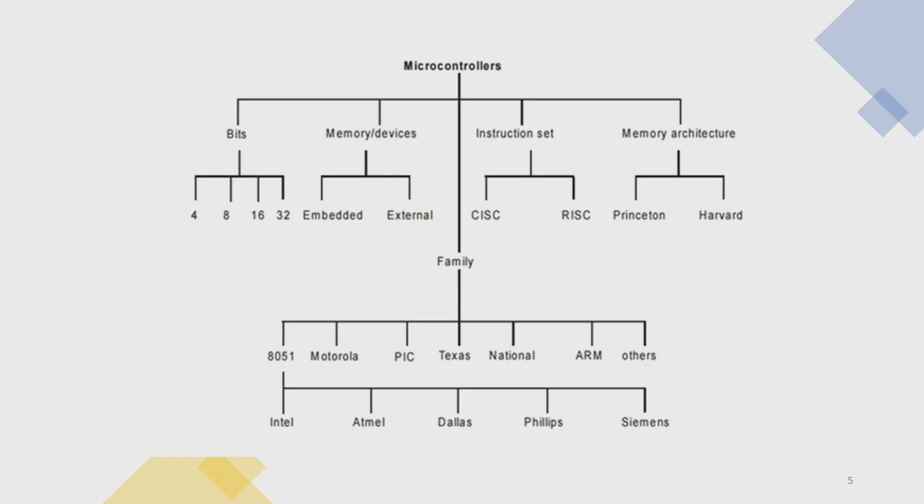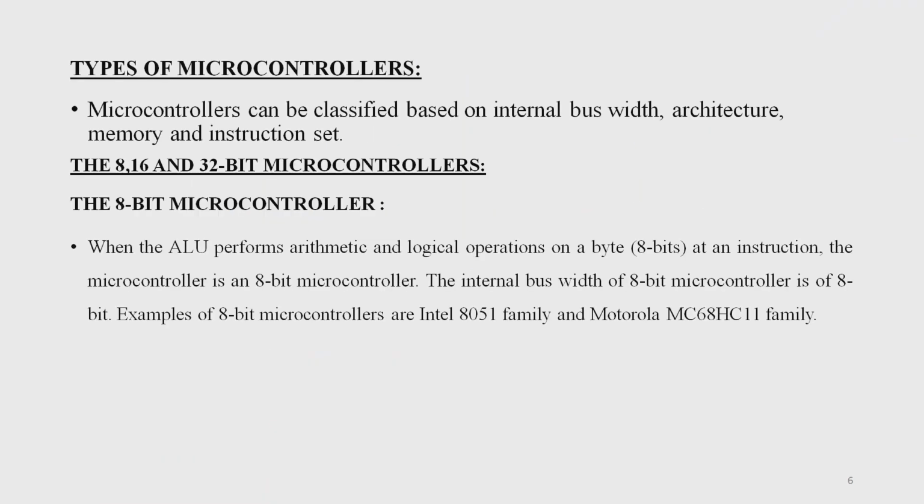The memory architecture can be categorized as Princeton and Harvard architecture. Several companies are manufacturing several microcontroller families, particularly Intel, which manufactures the 8051, and other companies manufacture several microcontroller chips as shown here. This shows the types of microcontroller and its families. Basically, it is classified based on the internal bus width, architecture, memory and instruction set.